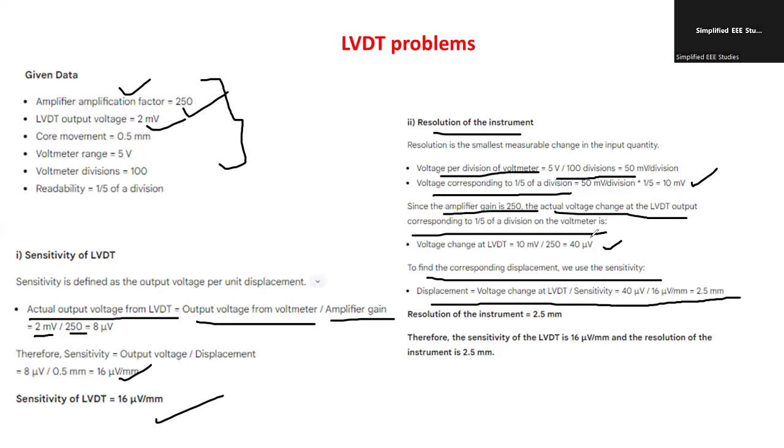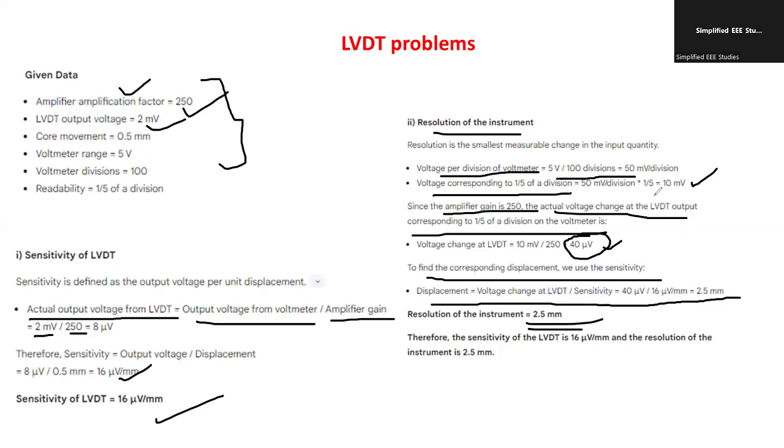So voltage change, we got it as 40 microvolt. How did you get the voltage change? 10 millivolt is nothing but the voltage corresponding to 1 by 5th of the division, divided by the amplification factor. Then displacement is voltage change at LVDT divided by sensitivity. Of course, you will be getting 40 microvolt by 16 microvolt per millimeter, which is 2.5 millimeter. Therefore, the resolution of the instrument is equal to 2.5 millimeter.